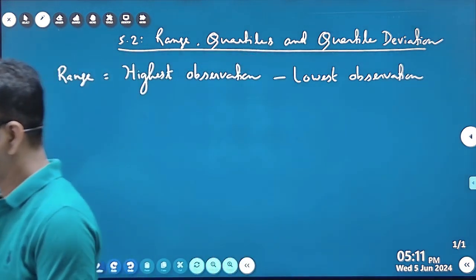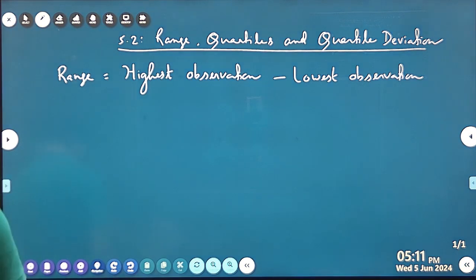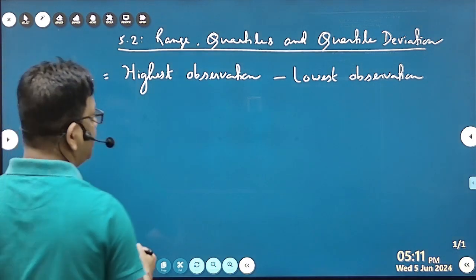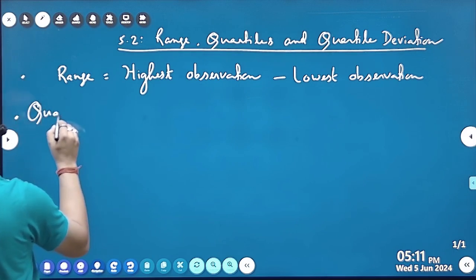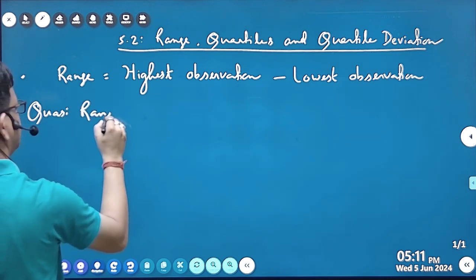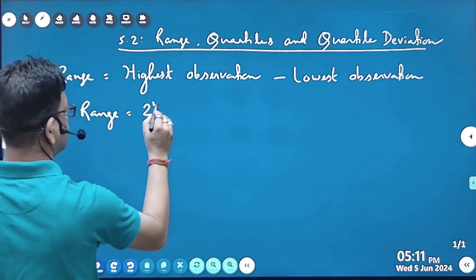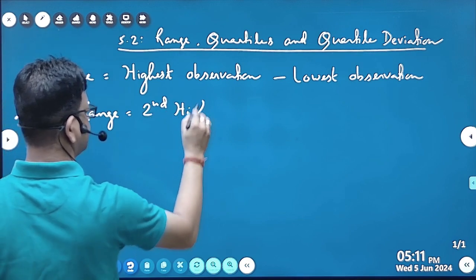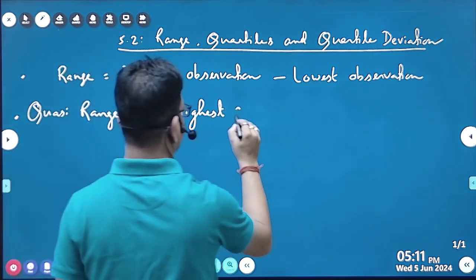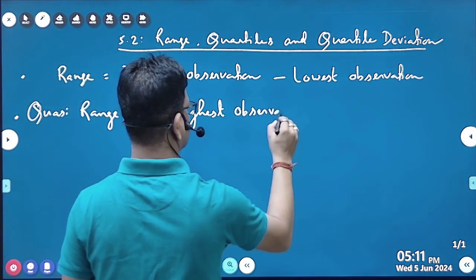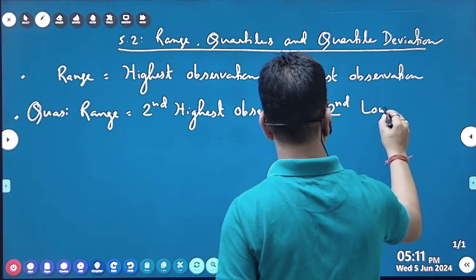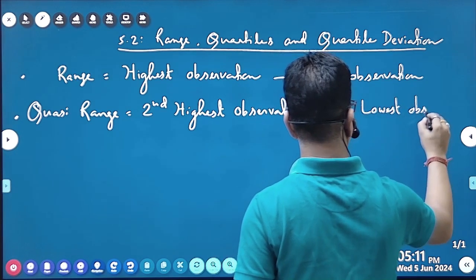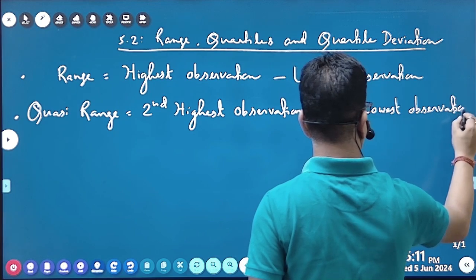We also have another term which is called quasi-range. In quasi-range, it's almost similar, but we take the second highest and second lowest. So this is the first one, and the second one is quasi-range. In quasi-range, we take the second highest observation and then the second lowest observation. So second highest observation minus second lowest observation. Getting it?